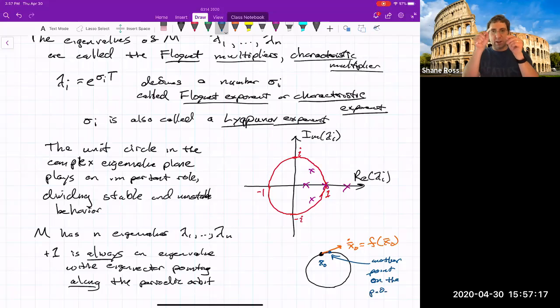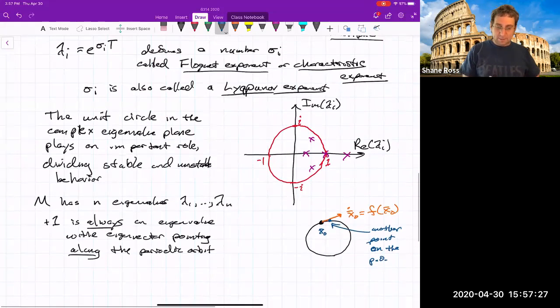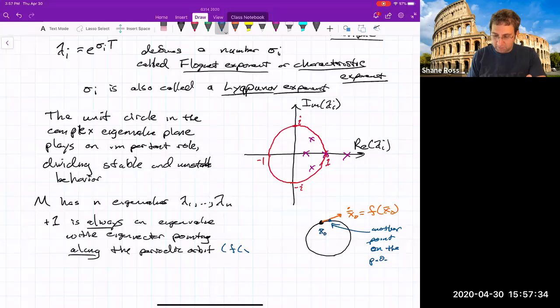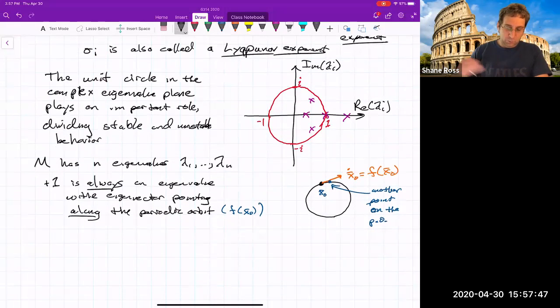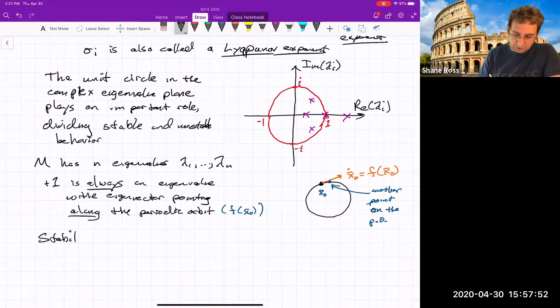Think of two train cars following each other around. Because they're on the same train, they're not going to get further or closer. So +1 is always an eigenvalue with an eigenvector pointing along the periodic orbit, something along F, the vector field, evaluated at the initial condition point. All right, so that means we still have n-1 eigenvalues, and stability is determined by those.